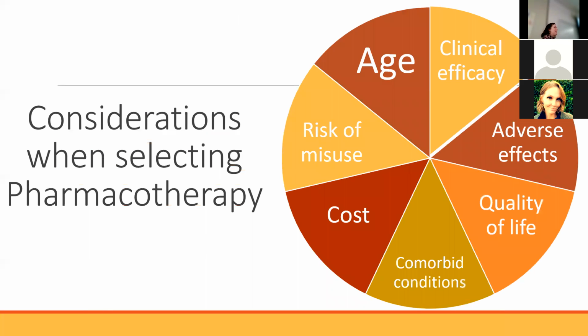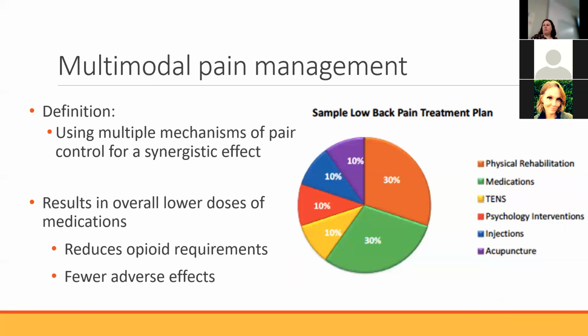As far as choosing the therapy, lots of things can go into that choice. So how old the patient is, how concerned you are about misuse, cost, the big one, any other conditions the patient has, what their quality of life or what your goal for quality of life may be, their risk of adverse effects, and if they may be worse if they occur in certain patients, as well as the actual efficacy of the medications. And multimodal pain management.